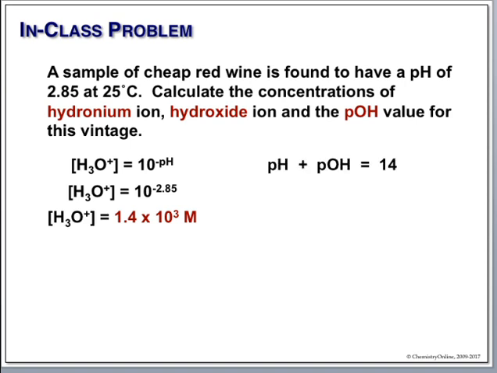Let's do pOH because that's so simple. We're given a pH. We know that 14 minus the pH must be the pOH. Take 14, subtract 2.85. The pOH, 11.15.